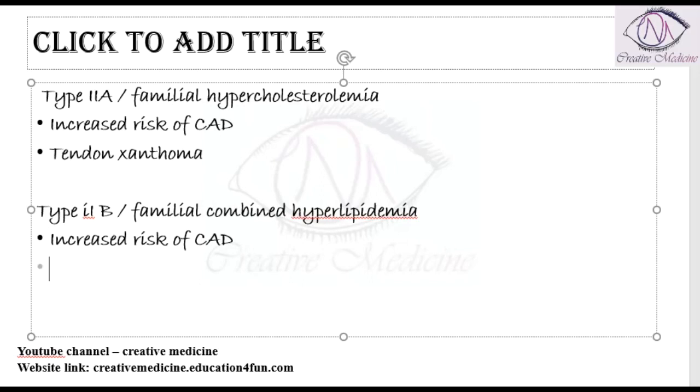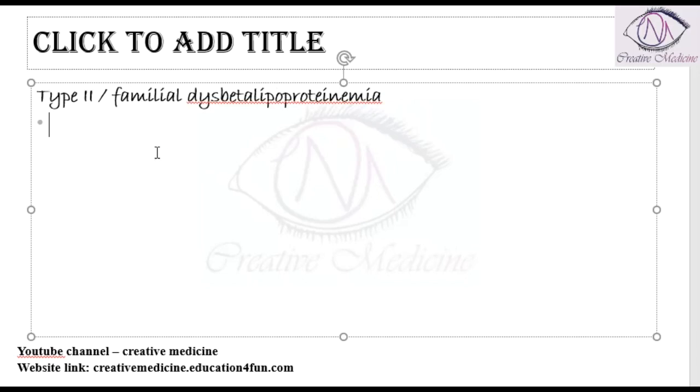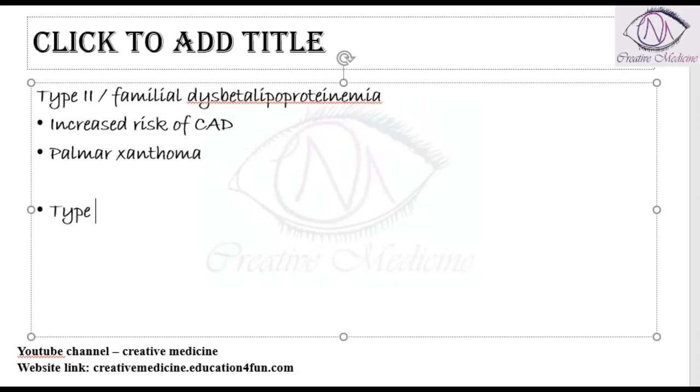And nothing else. Then we have type 3, or familial beta lipoproteinemia. In familial beta lipoproteinemia, there is increased risk of coronary artery disease, seen with palmar xanthoma. Then we have type 4.